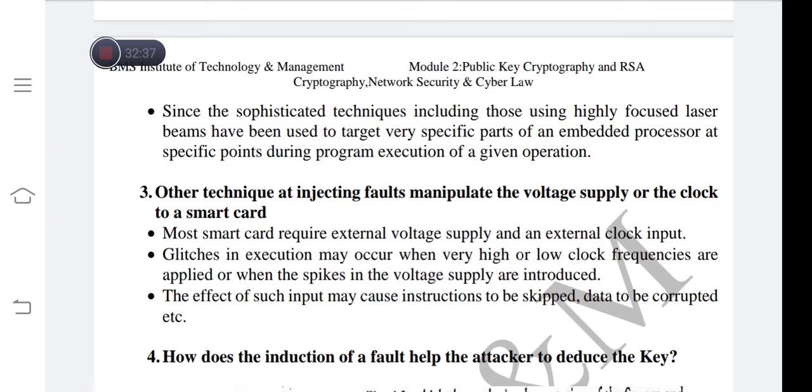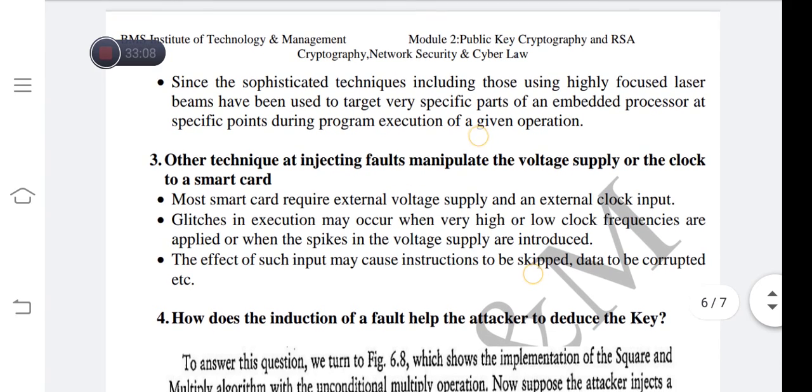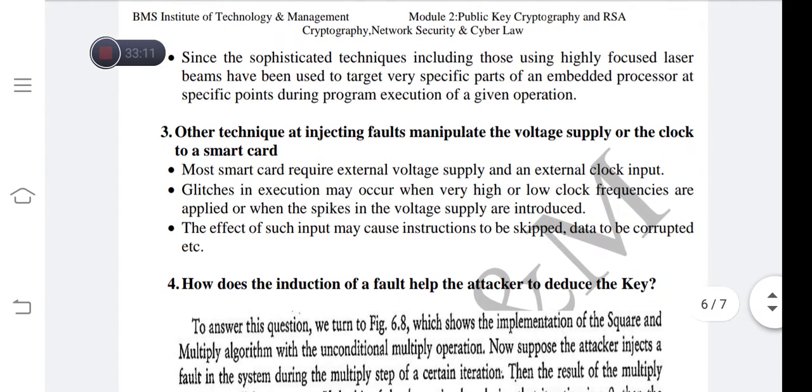Obviously, the smart card requires an external voltage supply and a clock input. So glitches in execution may occur when very high or low clock frequencies are applied, or when spikes in the voltage supply are introduced. The effect of such input may cause instructions to be skipped and data to be corrupted, by injecting faults into the device, especially an embedded device.